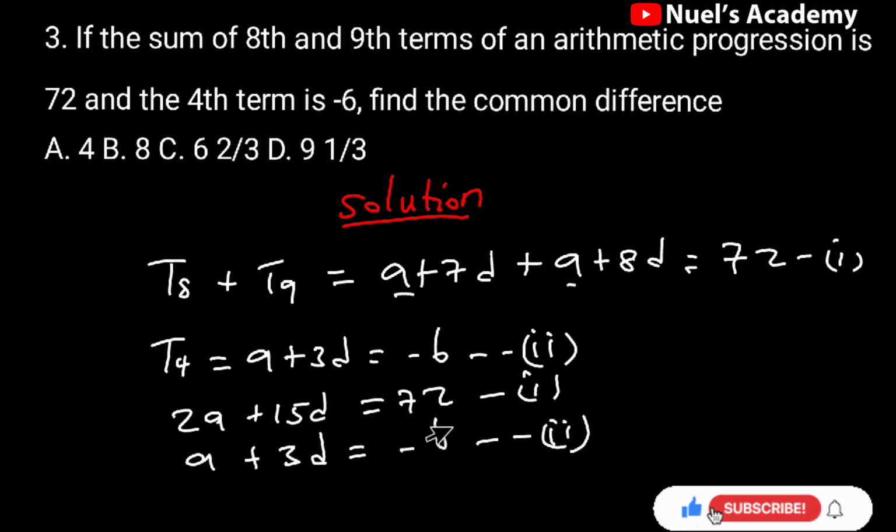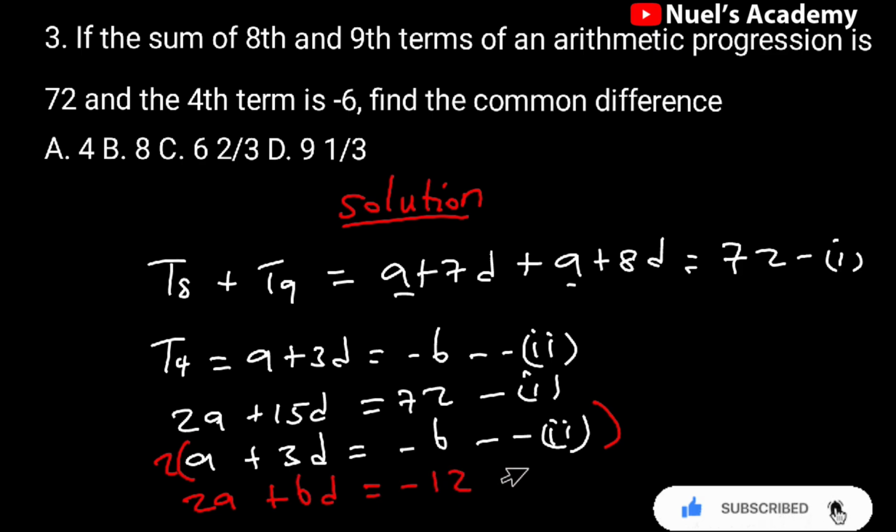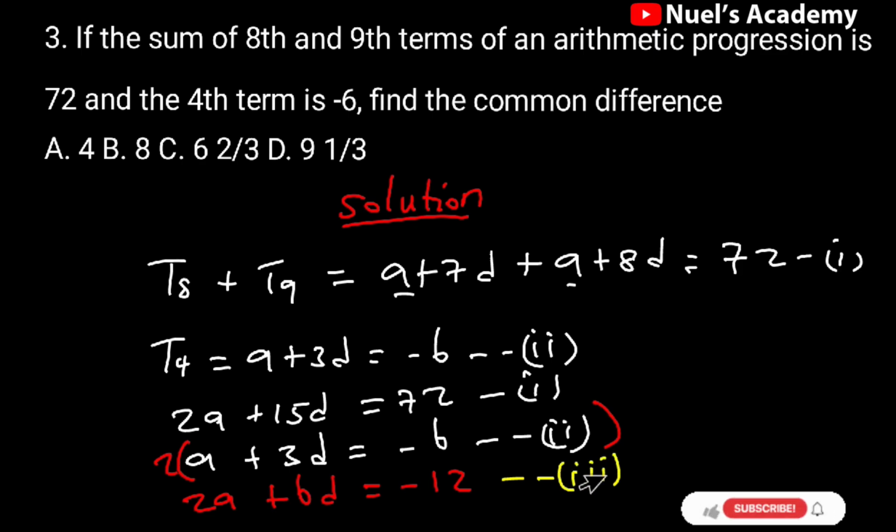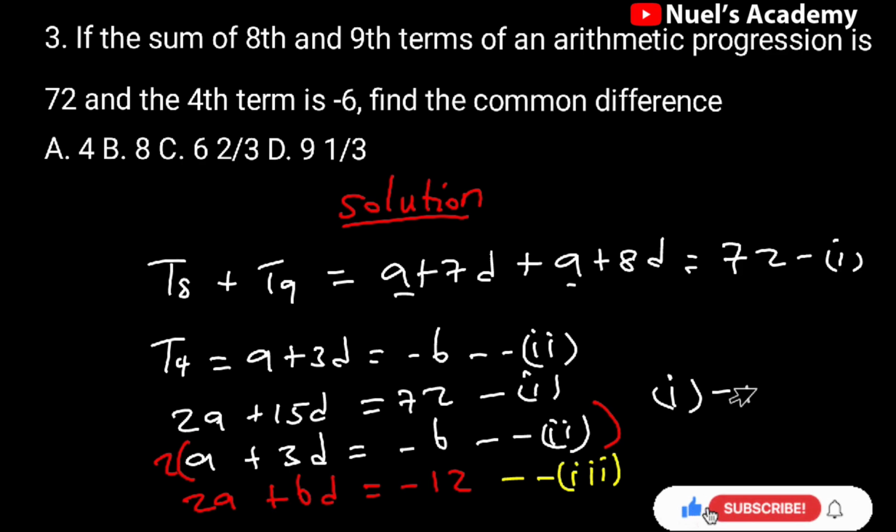Now first, to use the elimination method to solve this question, we are going to multiply equation II by 2, so that we have 2a here and 2a here. So 2 times a is equal to 2a plus 2 times 3d is equal to 6d equals to minus 2 times 6, which is 12. So let's call this equation III. Now let's subtract equation III from equation I.